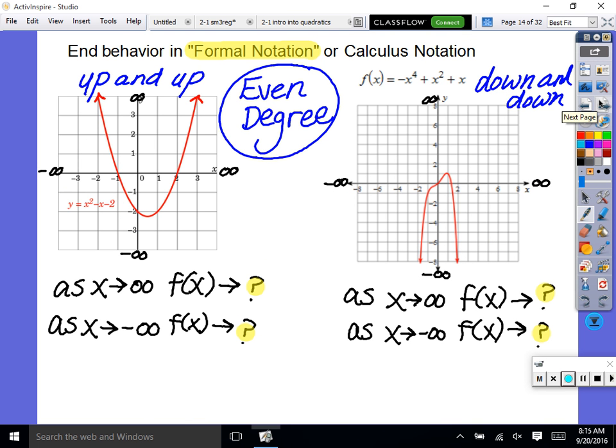Okay, now let's just get right into it. So if you can see that it's up and up or down and down, that's great. Now we also have to be able to say it in, I call it calculus notation. So everybody look up here so you can make sense of this. If we have this function, here's our x-axis, correct? Everybody? This is our x-axis.